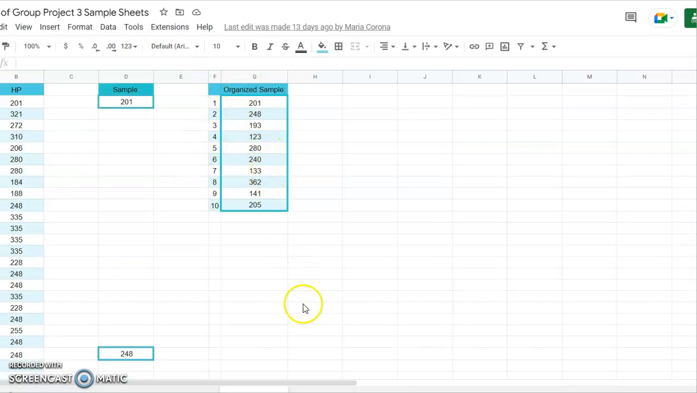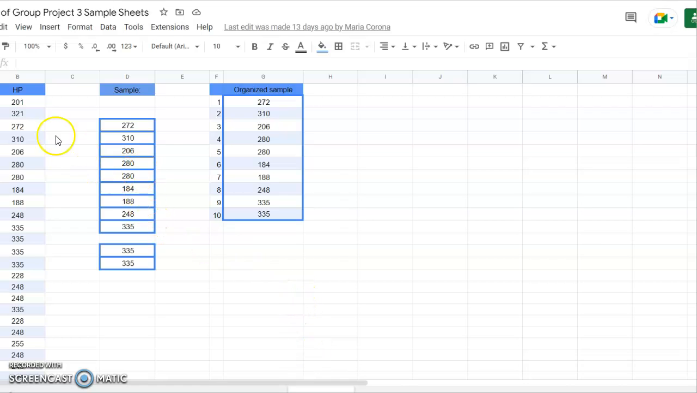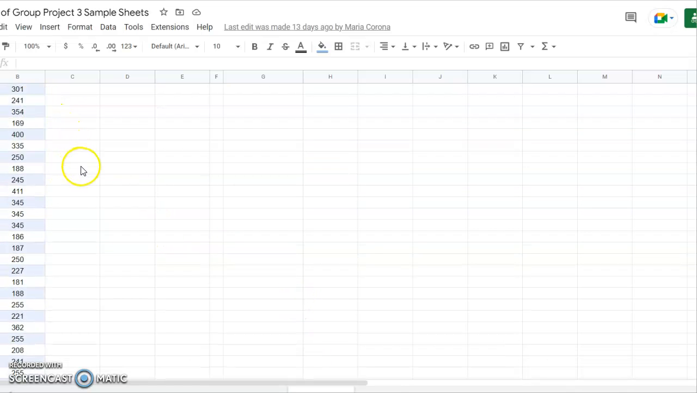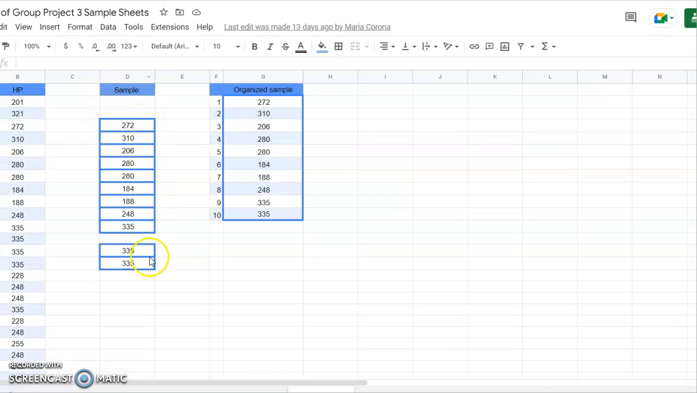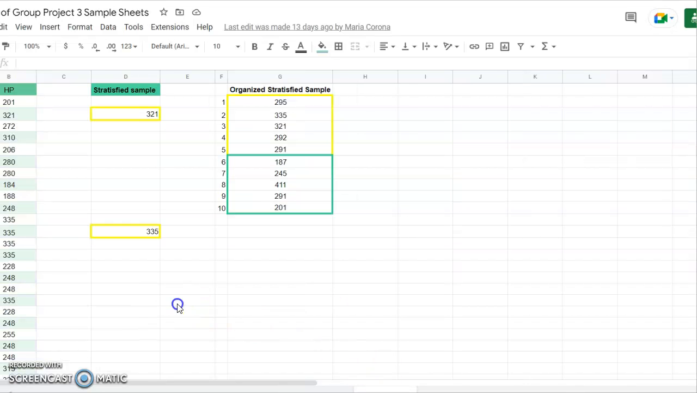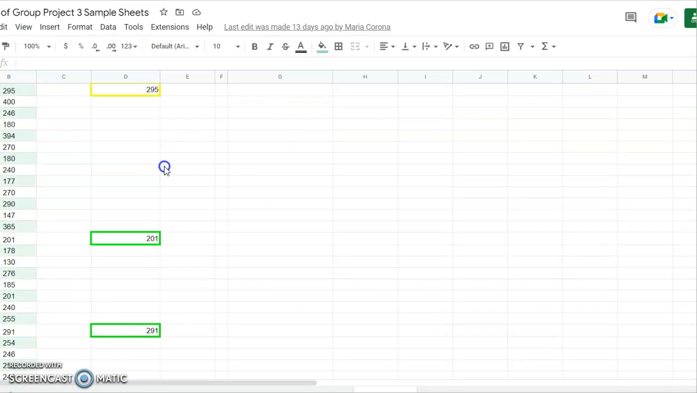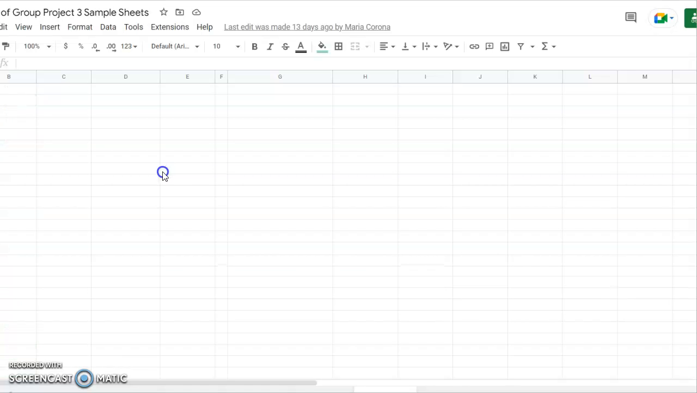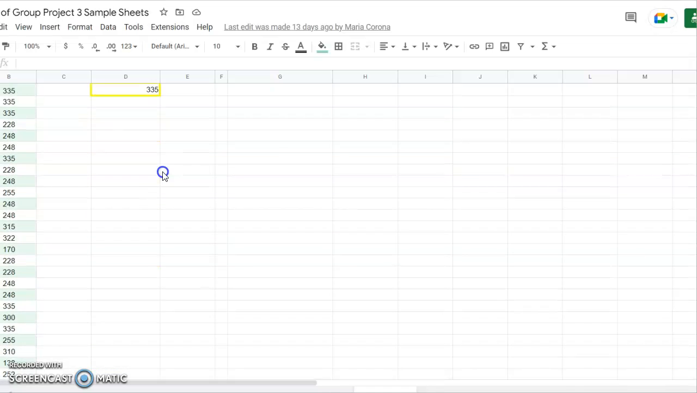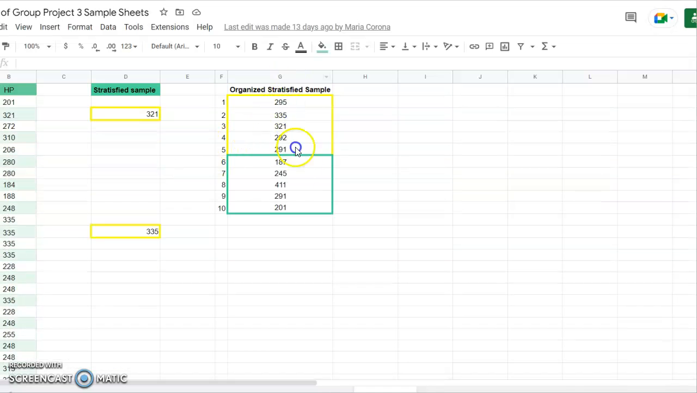Here's our organized sample. Here is our convenient sample. For the convenient sample, we used the first 10 not used, as you can see here. Here's the organized sample. And here's our stratified sample. We chose two groups, and from those two groups, we selected samples from each, creating our stratified sample.